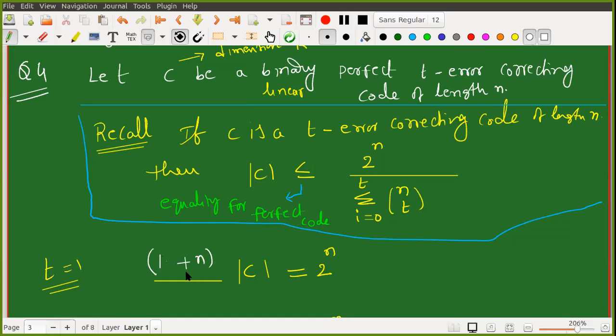Why 1 plus n? Because here equality means mod C is equal to 2 power n by (1 plus n). So the dimension of C is k, so the cardinality of C is 2 power k, right? So 2 power k equals the cardinality of C, which equals 2 power n by t equal to 1. So n choose 0 and n choose 1, right? So n choose 0 plus n choose 1, so that is 1 plus n, right?